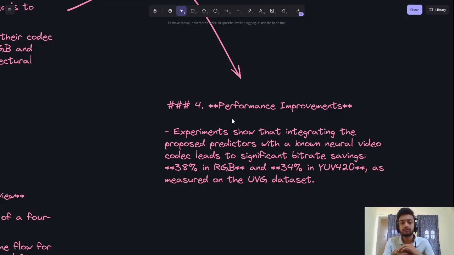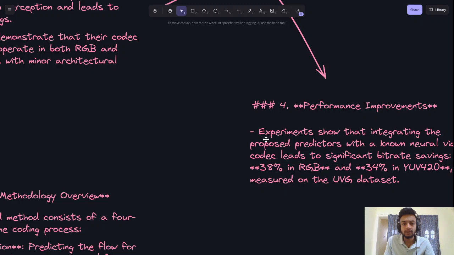So this UVG is a dataset for YUV 4:2:0 and RGB neural networks. Bitrate depends on how many pixels you want, how many bits you are saving, and at which resolution you are saving your video. So the resolution can affect the neural network more. Performance improvements are always a key point in any research paper. So this also has a performance feature, and this will always improve our performance.